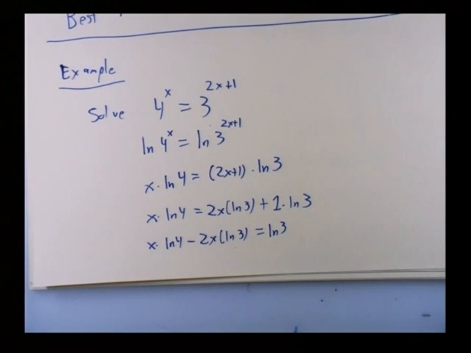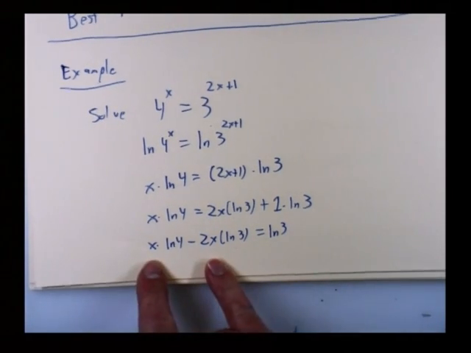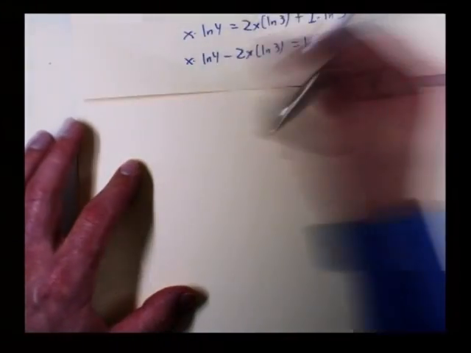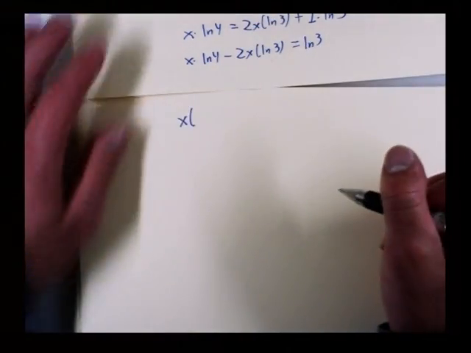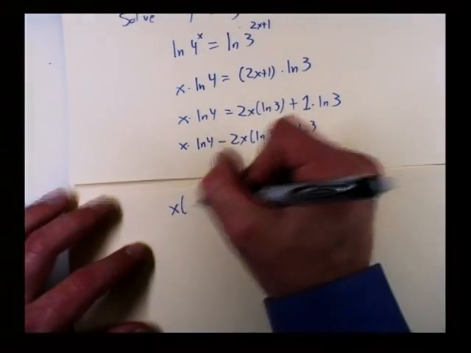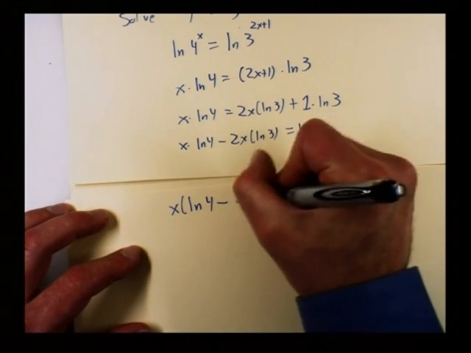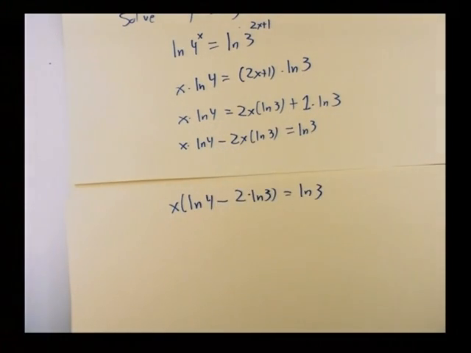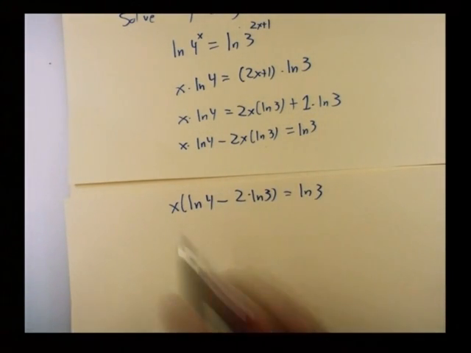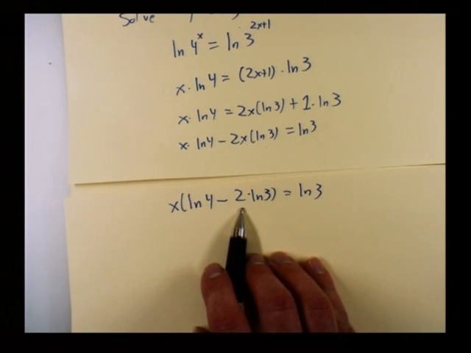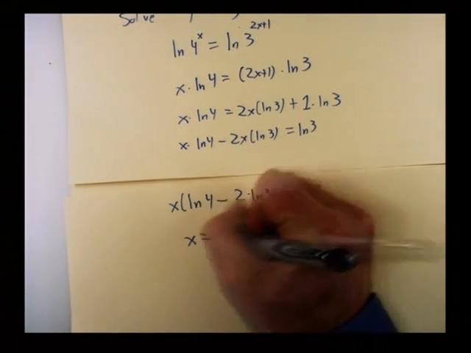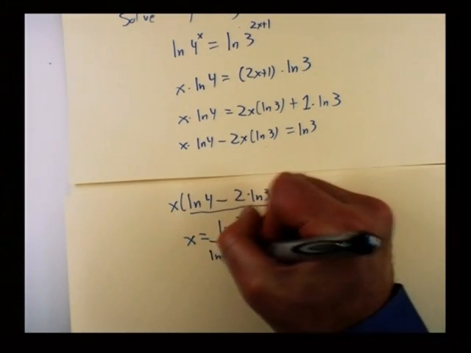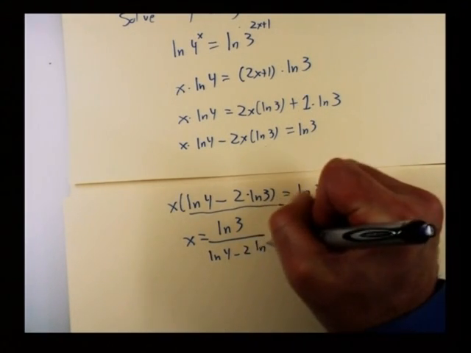Our goal is to solve for x. Our goal is to get x by itself, so let's start to isolate it here. What do we do if we want to isolate this x? X times, and think about everything here that x is being multiplied by, x times the natural log of 4 minus 2 times the natural log of 3 is therefore equal to the natural log of 3. And now I'm almost done. I have x times one big term. To get x by itself, I simply divide. X here is equal to the natural log of 3 divided by all of this, the natural log of 4 minus 2 natural log of 3.